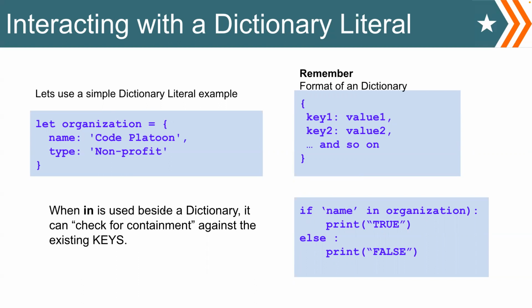All right, so here we go. When in is used beside a dictionary, it can check for containment against the existing keys. So here we're going to ask if the name key is inside of organization, then print true, else print false. So this is going to say, hey, is name a key inside organization? And here we see that we have the key of name. So once we run this code, we'll see true.